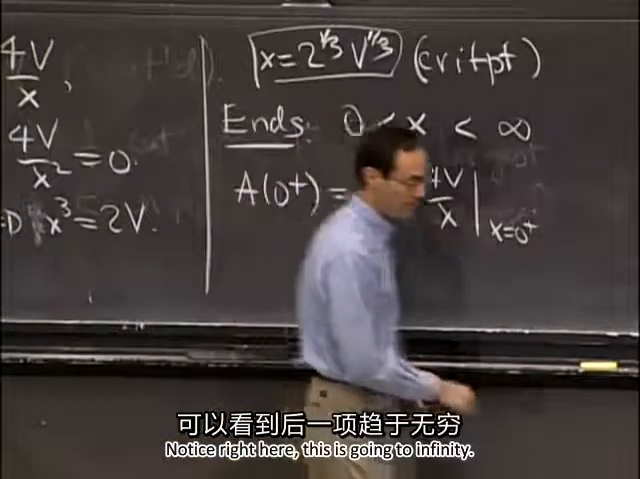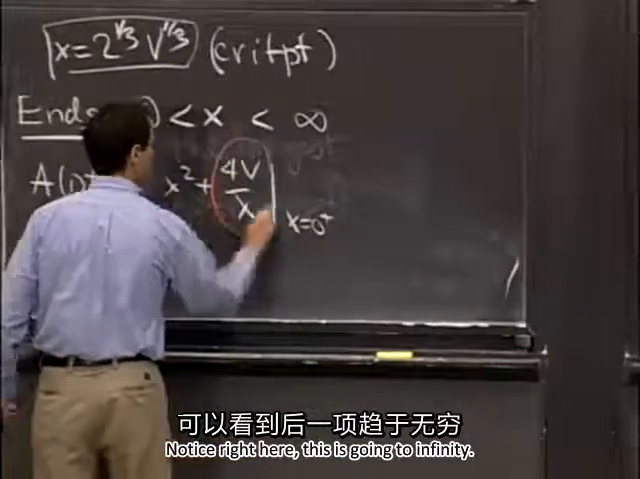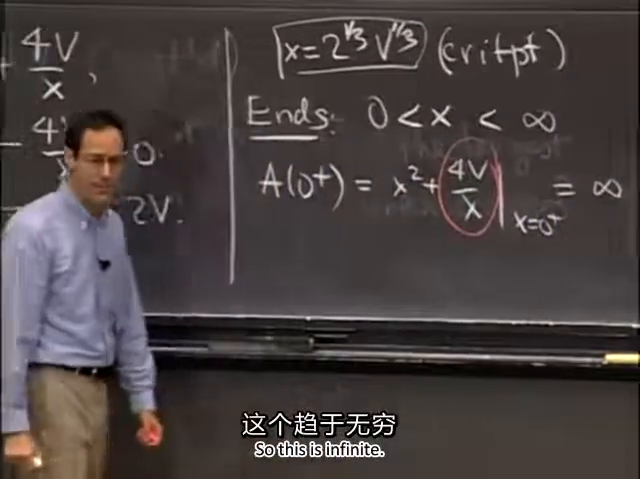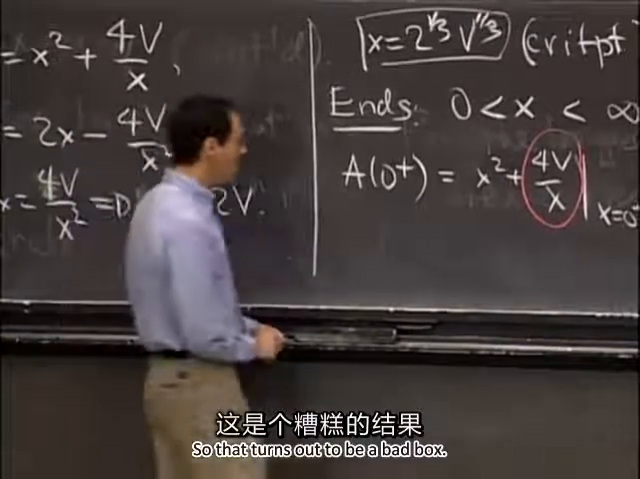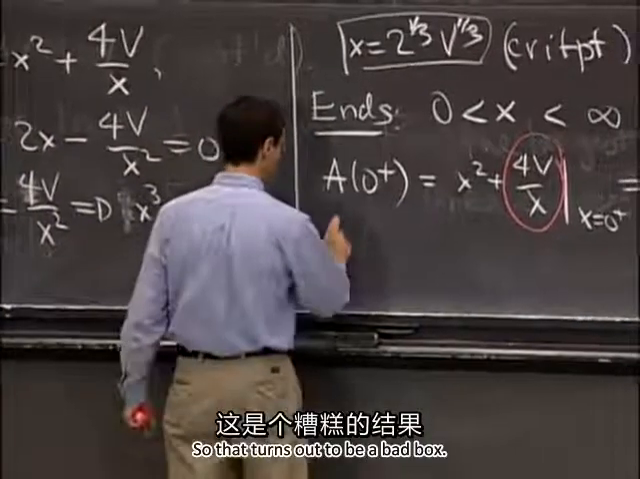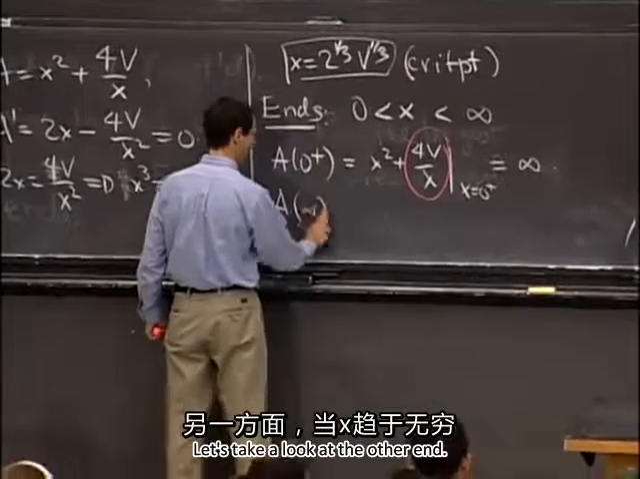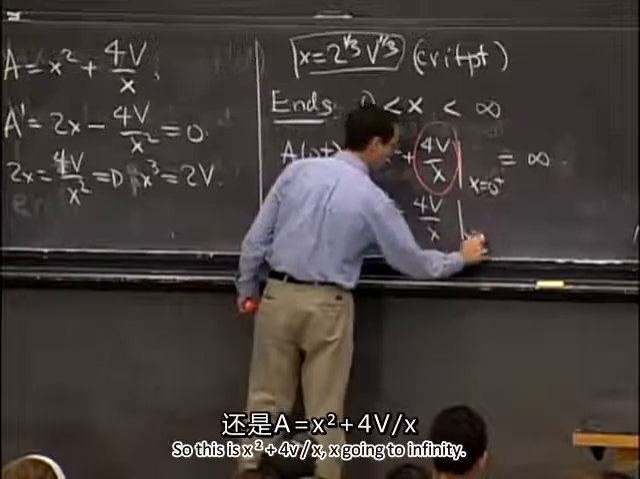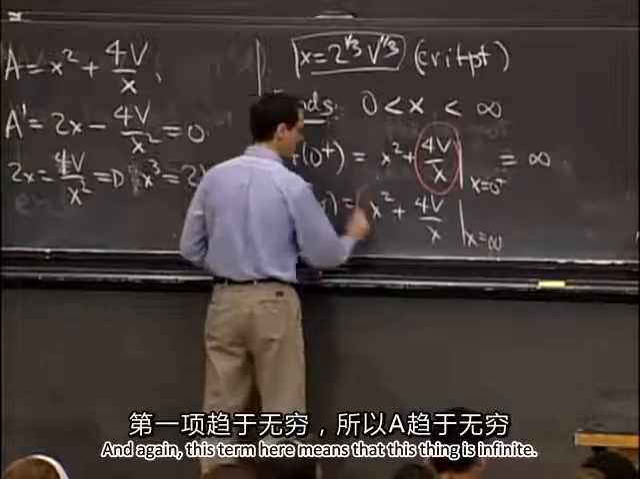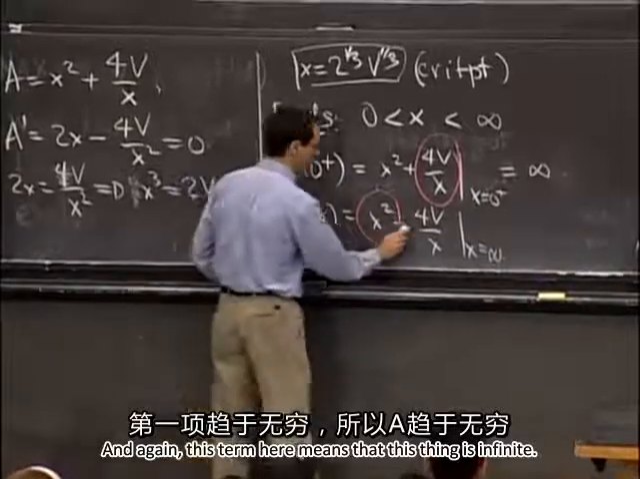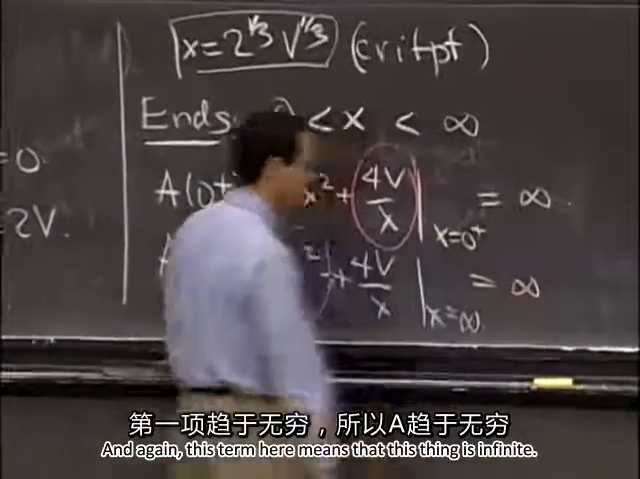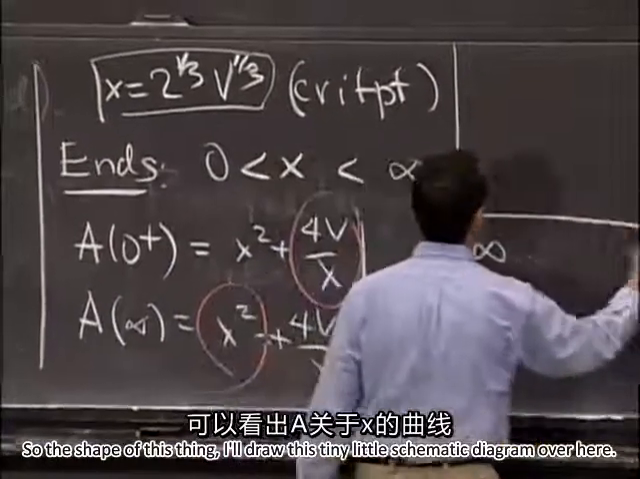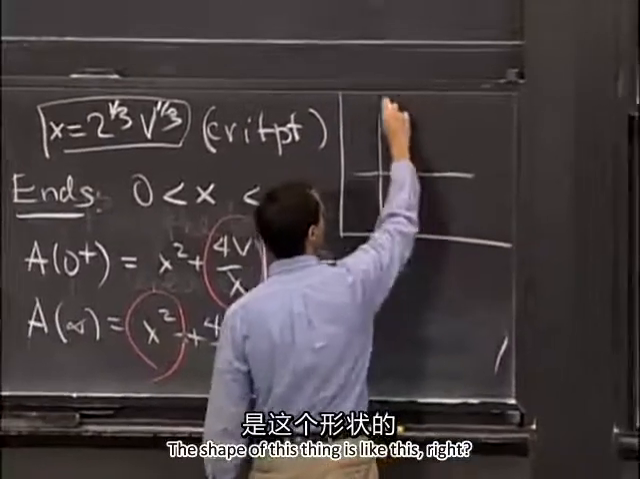Notice right here, this is going to infinity, all right? So this is infinite. So that turns out to be a bad box. All right, let's take a look at the other end. So this is x squared plus 4v over x, x going to infinity. And again, this term here means that this thing is infinite. So the shape of this thing, I'll draw this tiny little schematic diagram over here. The shape of this thing is like this.